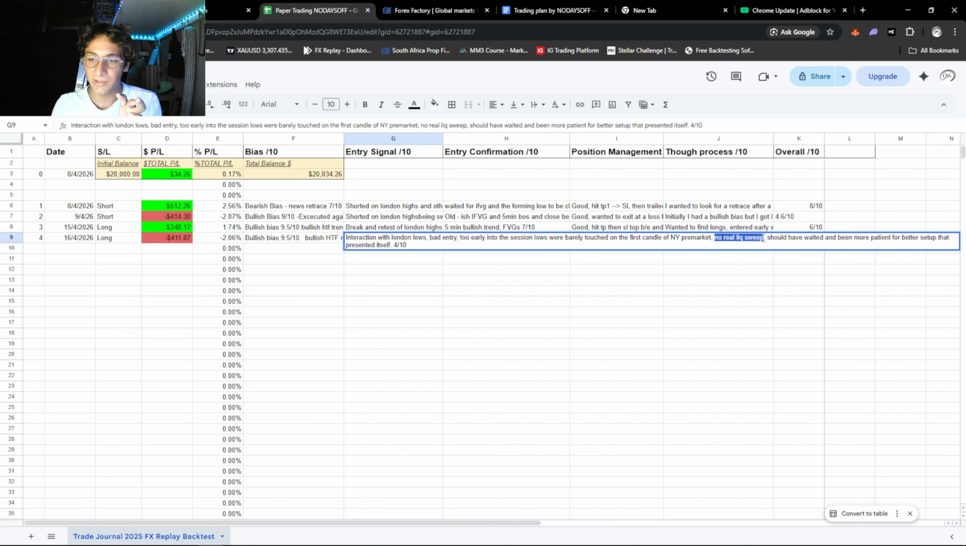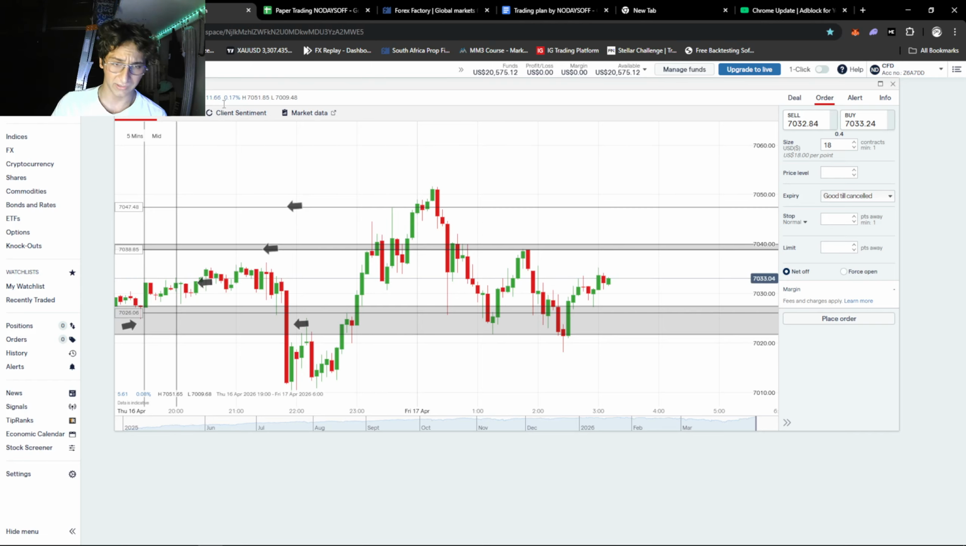There was no real liquidity sweep. I should have waited and been more patient for a better setup that did present itself. 4 out of 10.